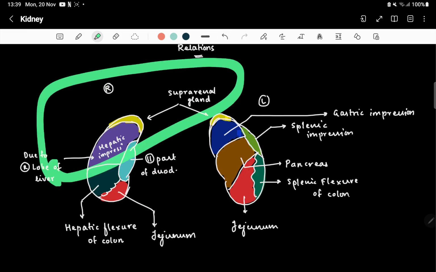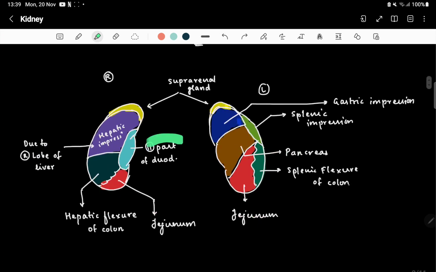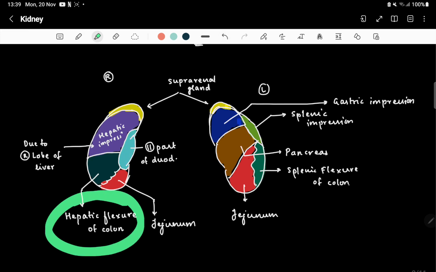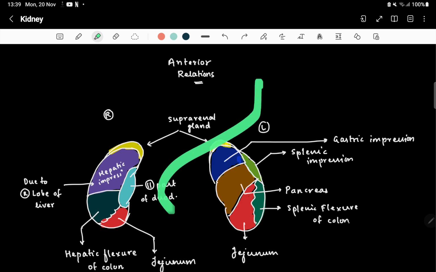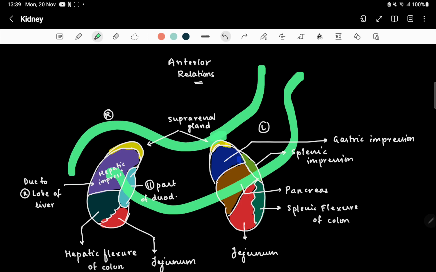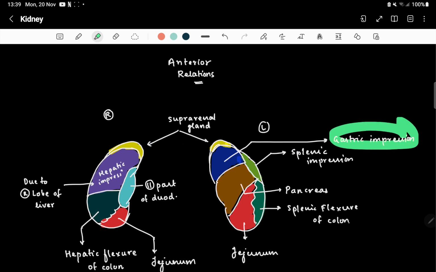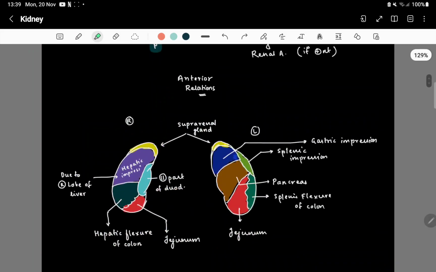The right lobe of the liver leaves a hepatic impression, so liver is one of the anterior relations. Then the second part of the duodenum in this part, and the hepatic flexure of the colon and the jejunum. On the left, the suprarenal glands are present in both right and left kidneys. On the left you have the stomach, lying like this, and it leaves a gastric impression. The spleen is present just beside the stomach, that is your splenic impression.